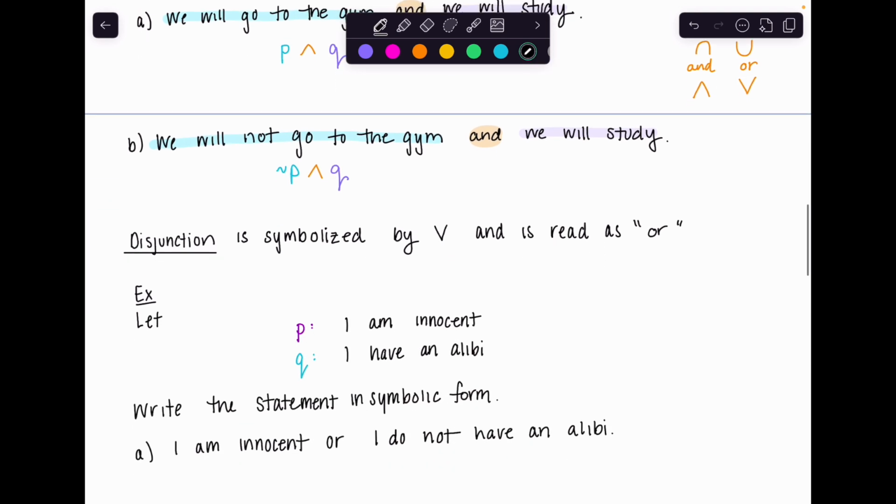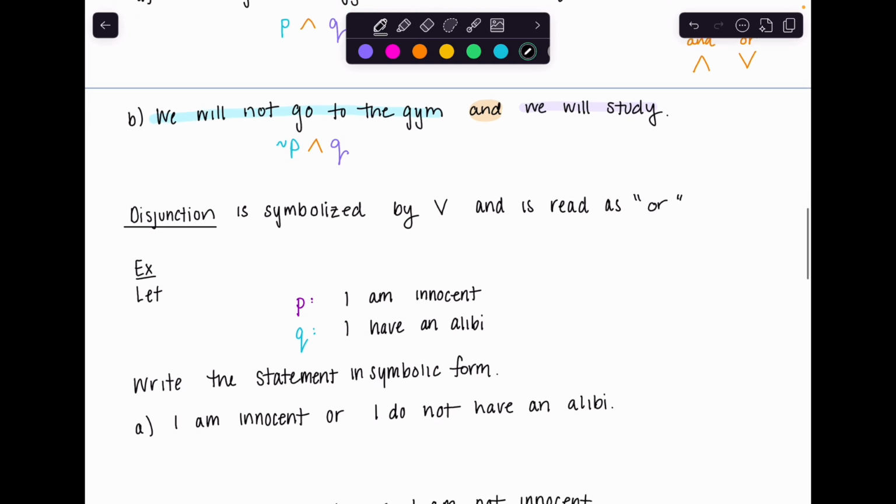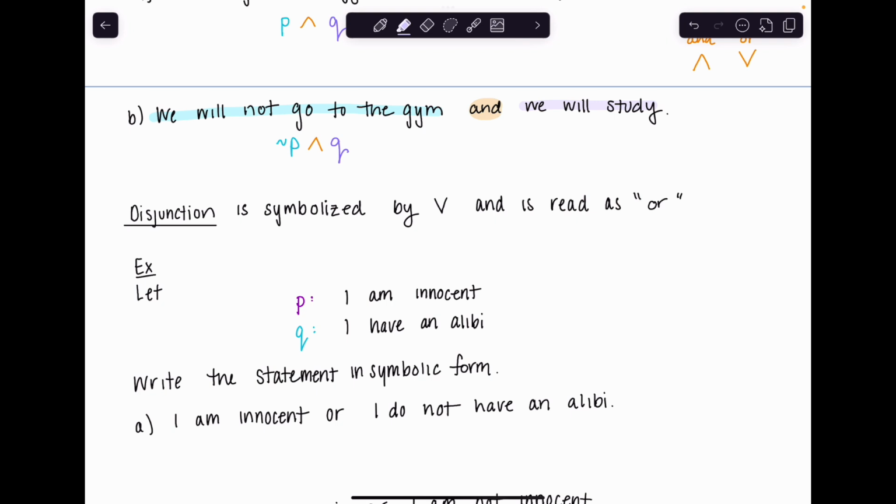So let's try a similar example. We've got the statement P, which is "I am innocent," and Q is the statement "I have an alibi." We want to write the statement in symbolic form. So starting out, this first piece is "I am innocent," which is exactly phrase P. The word "or" is symbolized by that V. And then if I look at "I do not have an alibi," that's the opposite meaning of "I have an alibi." So that is not Q.